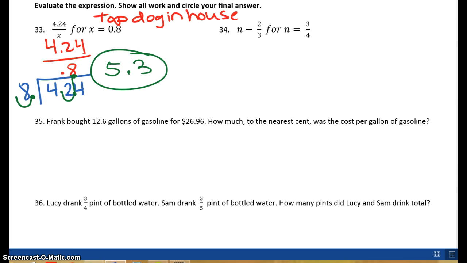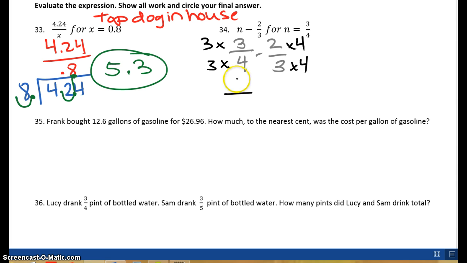So for 34, again, we plug in what we know for our variable, n minus 2/3, and for n equaling 3/4. So we plug in 3/4 minus 2/3. We have to figure out what that is. Since we have fractions and we're subtracting, we have to make sure we have common denominators. So we need to find a common denominator between 4 and 3, and I figured that to be 12. So I multiply the first fraction by 3, the second fraction by 4, so we get the same denominator there.